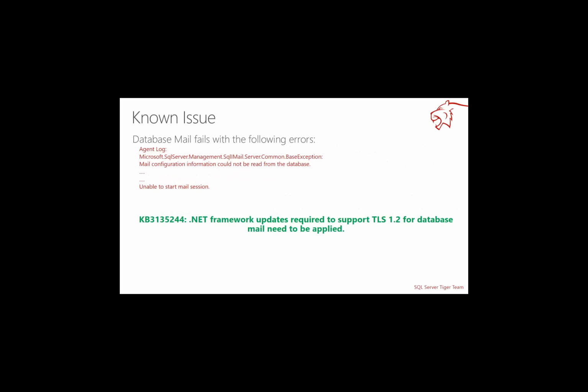We talked about the database mail issue a little while back. We have a separate section which talks about additional updates required. So these .NET Framework updates ensure that TLS 1.2 is supported for the .NET API calls that database mail makes. And once you apply these updates, your database mail can also continue to use TLS 1.2. If you don't have this .NET Framework update installed for the required operating system, but you have the SQL Server update installed, then SQL Server will continue to use TLS 1.2, but database mail will continue to fail.